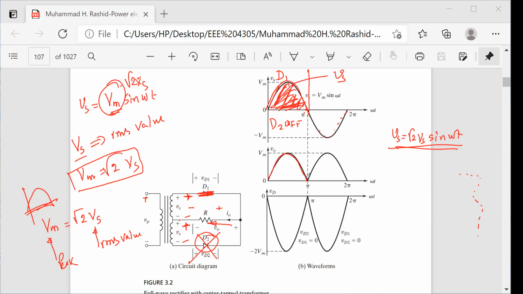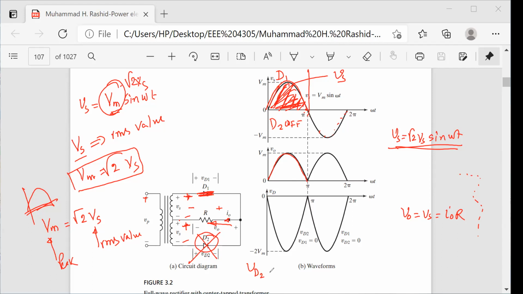Current is going this way. So you are getting V0 equal to Vs, and also I0 we can write down. What will be the voltage across your D2 diode, the second diode? It will be open circuit. Then you apply your Kirchhoff voltage law.